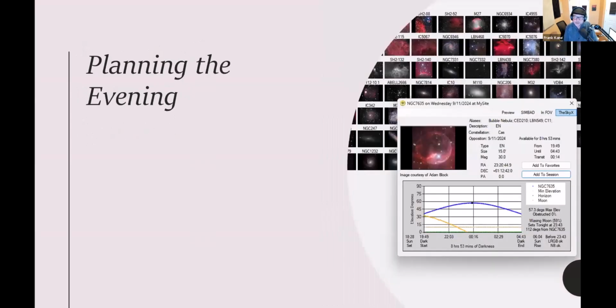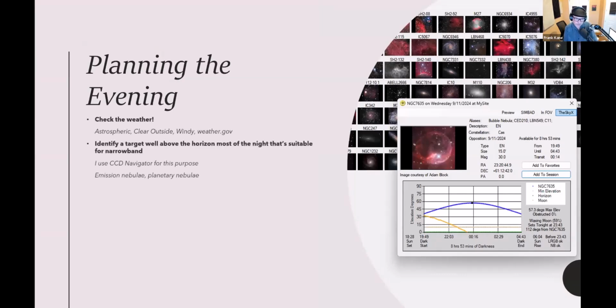The other thing you need to do is plan out the evening ahead of time. So you need to find a target that's going to be up in the night sky for most of the night and well positioned, and also not too close to the moon if the moon is out. For me, I use an application called CCD Navigator for that purpose. It gives me this menu that you see here of what's up tonight, what its elevation is throughout the night, and how close it is to the moon.